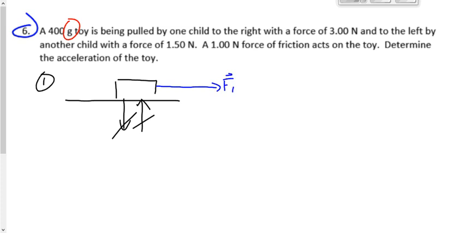F1 to the right, that's going to be 3 newtons. And we're going to say F2 is to the left. That's 1.5 newtons. So let's make that shorter here. Let's make that about half as long as F1.